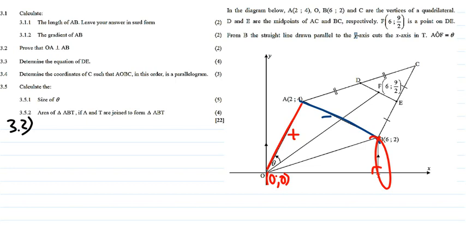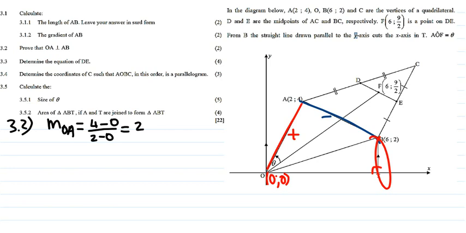First of all, you have to calculate the gradient of OA separately, and then the gradient of AB separately. And then finally multiply them and show that when multiplied they give you -1. Then you can conclude that the two lines are perpendicular. So let's do that. The gradient of OA, obviously O is the origin, so that will be 4 minus 0 over 2 minus 0, changing y over changing x. That is 4 over 2, which is 2.